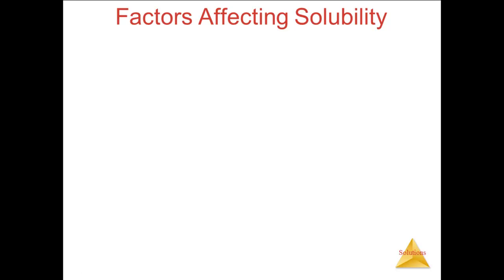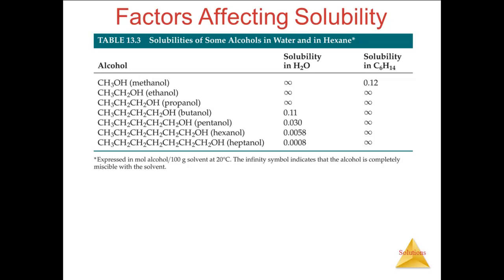Factors that affect solubility. There are three factors affecting the solubility of a solute in a particular solvent. The first is illustrated here by the data in this table, showing the solubility of alcohols in water and in hexane. As we know, water is a polar molecule.